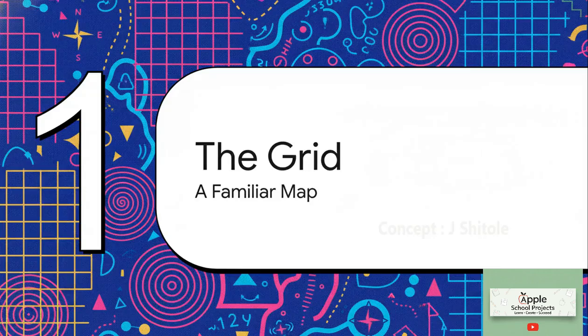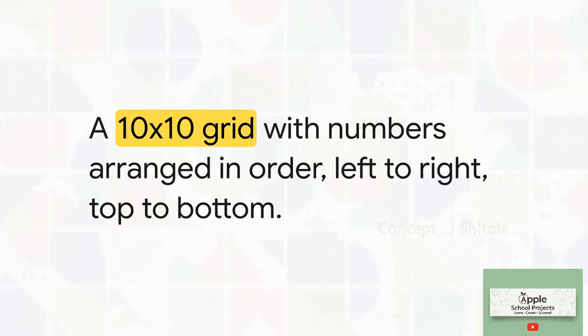So first things first, let's get reacquainted with our map. This is our reliable starting point for this whole adventure. And here it is, the good old 10 by 10 grid. You've got numbers 1 through 100 all laid out in these perfect little rows. Each row is just a group of 10. Seems pretty basic, right? But it's this exact structure, this simple organization, that makes everything else possible.